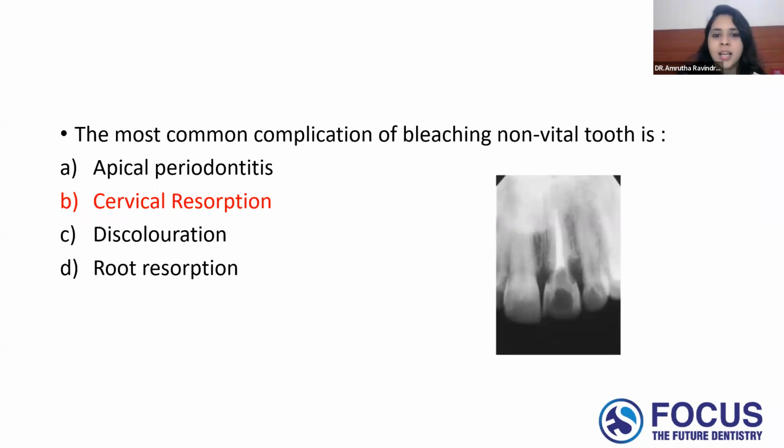This is how it is seen. You can see the radiolucent areas here. This is what happens if the seal is not proper. So cervical resorption is the most common complication of bleaching a non-vital tooth. Another add-on: can anyone give me the answer to this question? What is the most important complication of vital teeth bleaching? Anyone to answer? Anybody? Nobody?